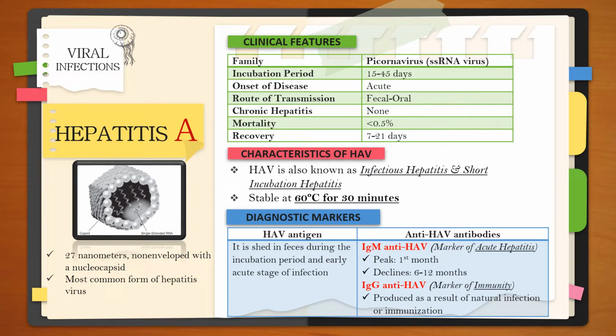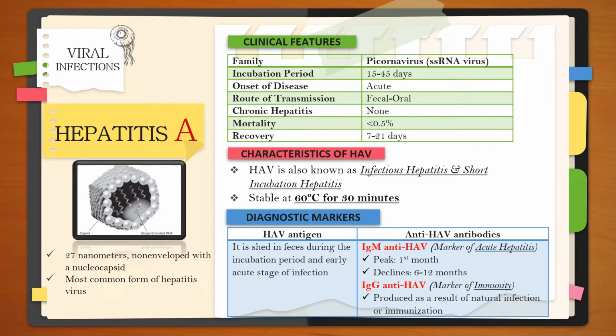So, aside from being termed as short incubation hepatitis, your hepatitis A is also called infectious hepatitis and is most commonly seen in an epidemic orientation in highly urbanized areas with overcrowding and poor hygiene and sanitation. So, again, guys, hepatitis A virus is very stable, and it actually can retain both its physical and biologic activity at 60 degrees centigrade for 30 minutes.